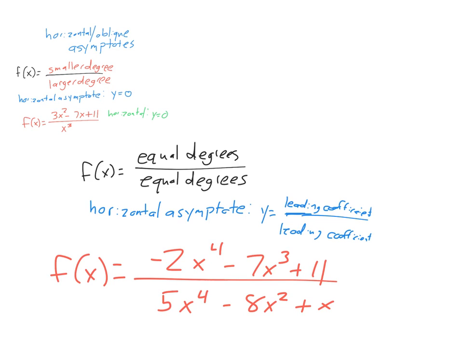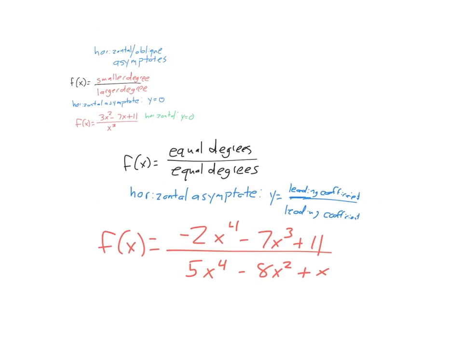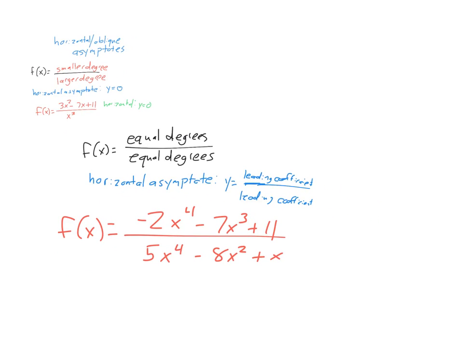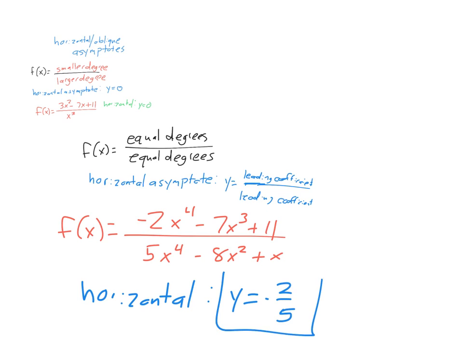And I ask you, does this have a horizontal or an oblique asymptote? What's the degree of the numerator? It's 4. What's the degree of the denominator? It's 4. So since they're equal, I would say it's going to be horizontal, and it's going to happen at y equals negative 2 over 5. So there's a horizontal asymptote at y equals negative 2/5.